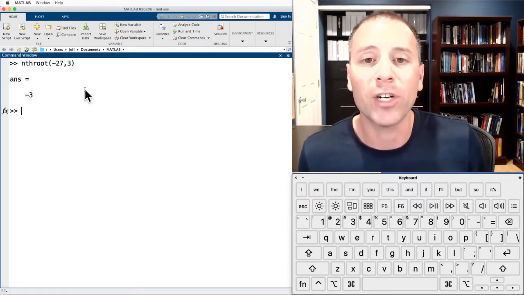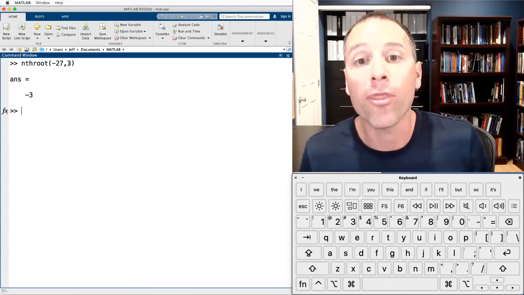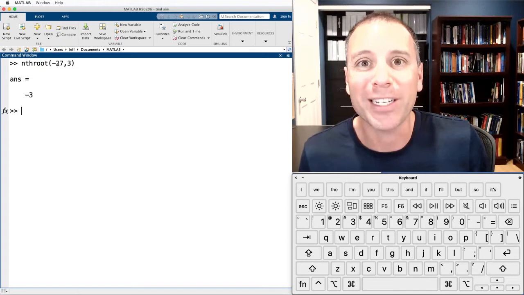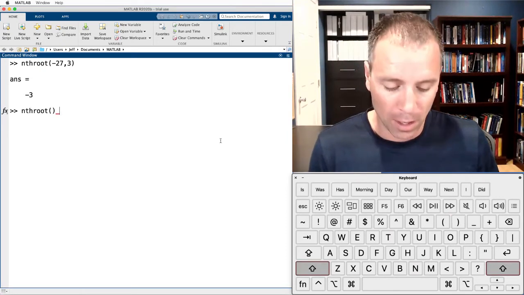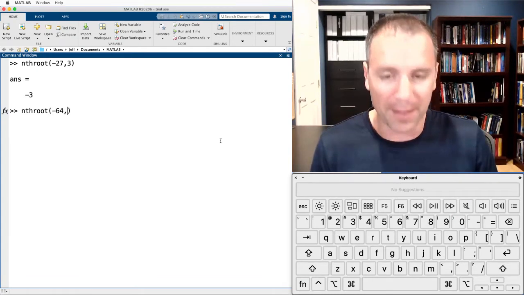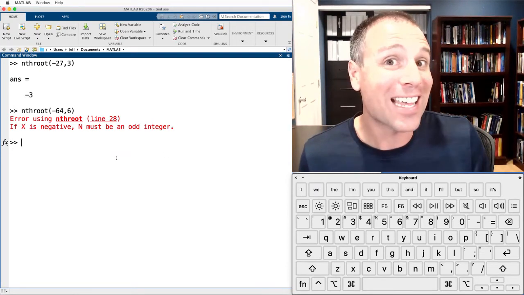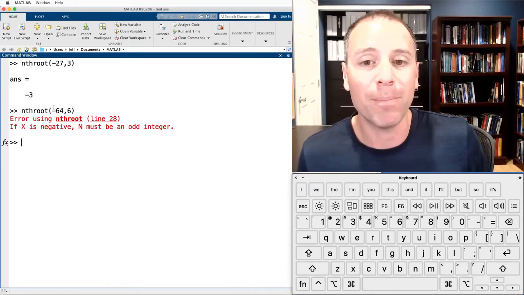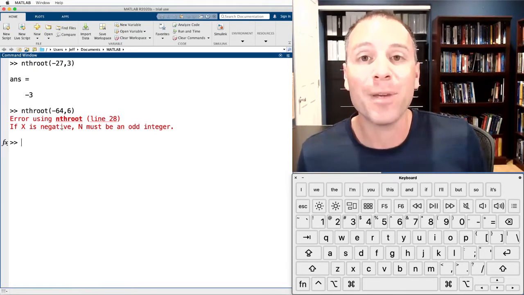When we push enter, indeed, MATLAB takes negative 27 to the 1/3 power, or the third root of negative 27. Let's try another example with this. Let's take the nth root of negative 64, and in this case, we'll define n to be 6. When we put enter, notice that I just broke that function because it's saying I cannot take the 6th root of negative 64. That doesn't give me a real output.